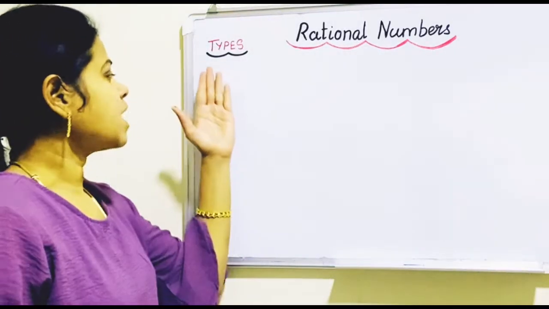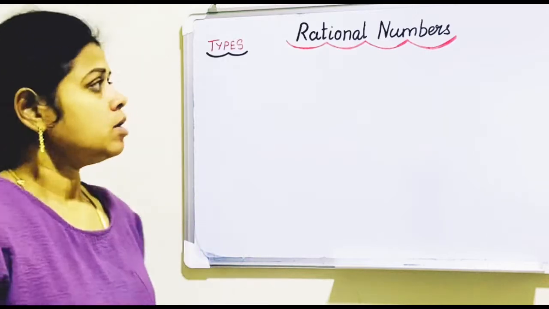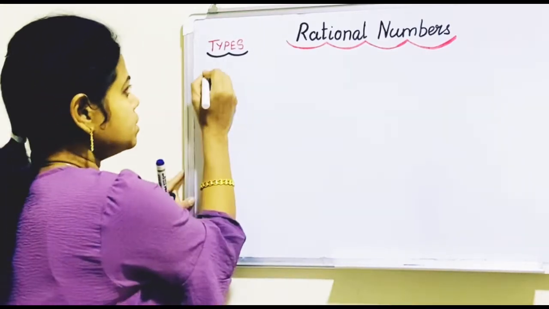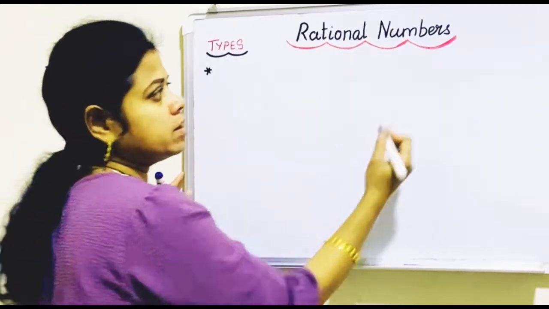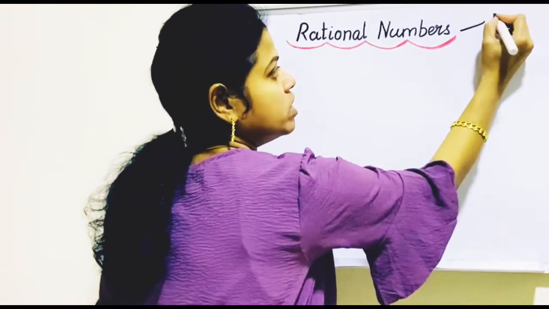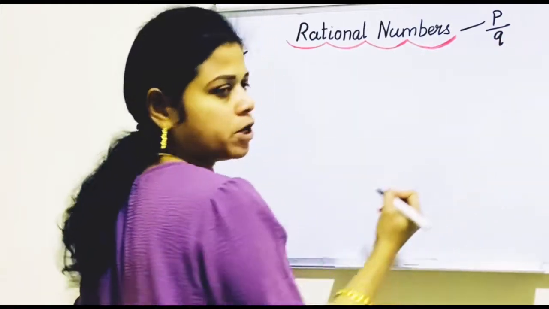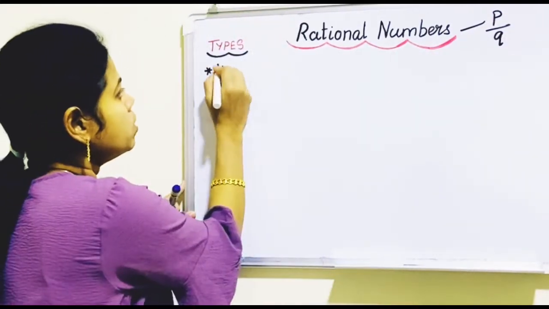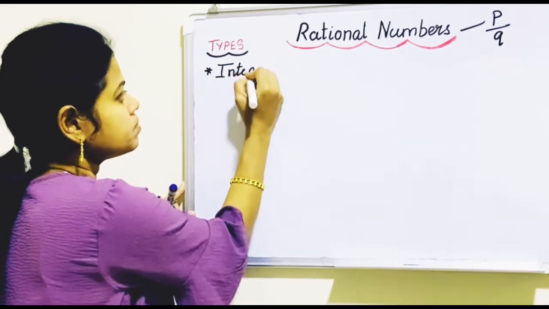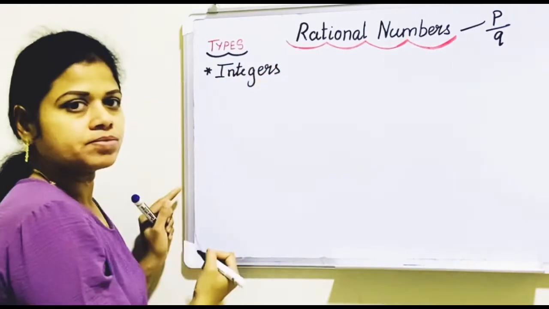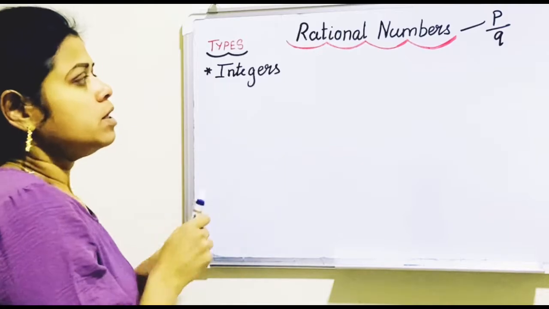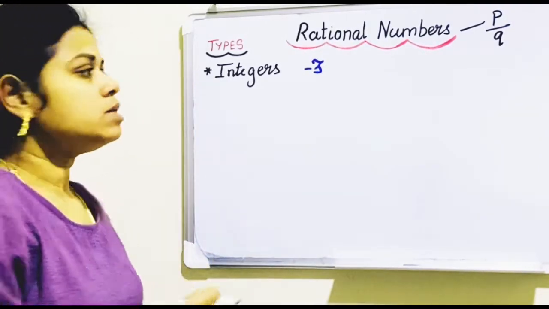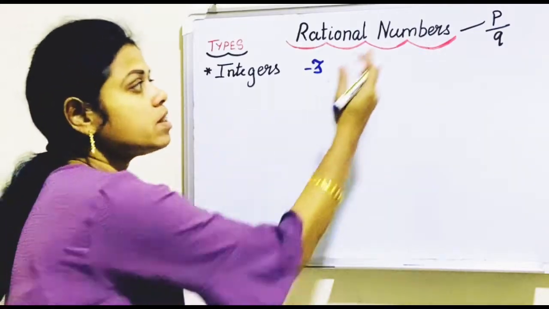Now let's see the types of rational numbers. What are the types of rational numbers? Integers. We say that a rational number is a ratio of integers, in the form of p by q, so here p and q are integers. Example: minus 3. This is an integer number. It's a rational number.